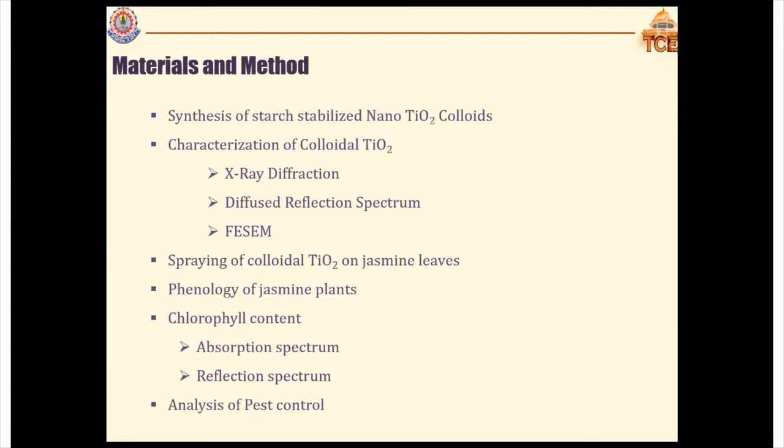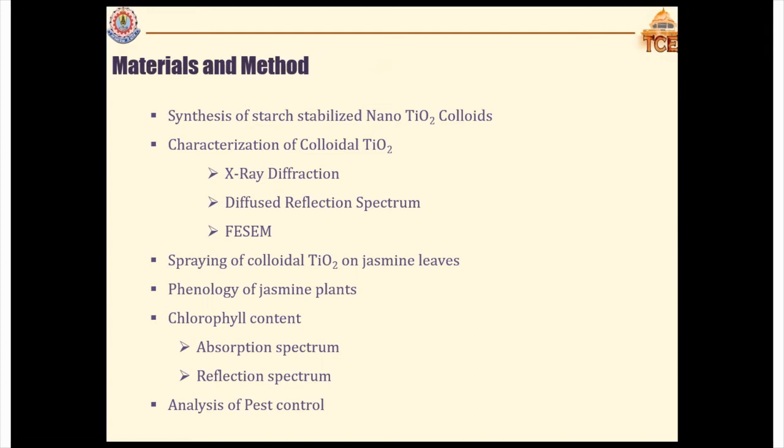The materials and methods. The methodology which we are following for our research work is, first of all, synthesis of the starch-stabilized nano titanium dioxide colloids. For synthesis of titanium dioxide, the required amount of titanium isopropoxide and acetic acid were dissolved in distilled water and stirred well until a clear solution was obtained. Then the required amount of urea was added to the solution and stirred for complete dissolution. Then the mixture was heated at 300 degrees Celsius and heating continued at 500 degrees Celsius for 4 hours in a closed atmosphere.